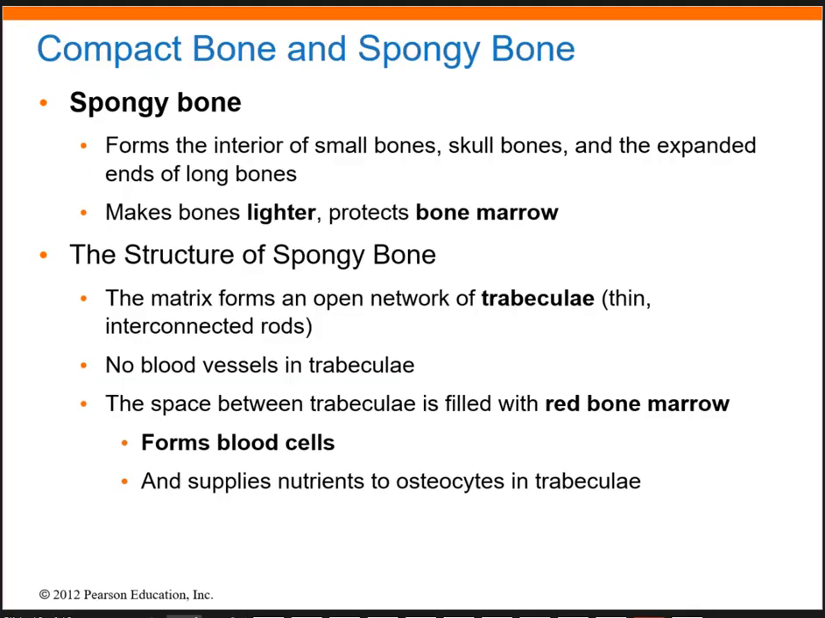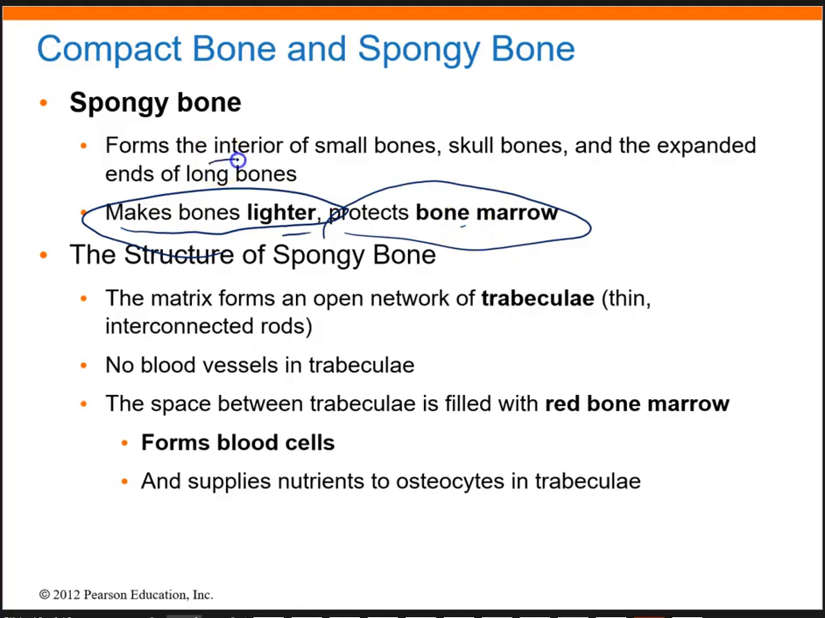Now, the reason we have spongy bone is that it makes our bones lighter. If all of our bones were made completely of compact bone, our skeleton would be very, very heavy. It would be very hard for us to move. So it is important that we have spongy bone where we can have it in order to make the bones a bit lighter. The spongy bone also protects our bone marrow. And I'll talk to you about that in just one second. But essentially, the bone marrow is in the spongy bone. So it's important in that it surrounds and protects the bone marrow.